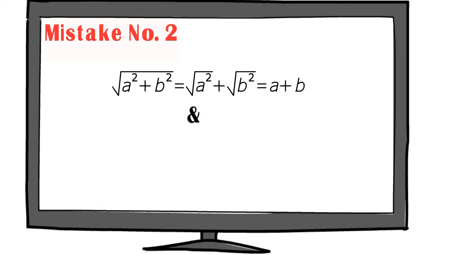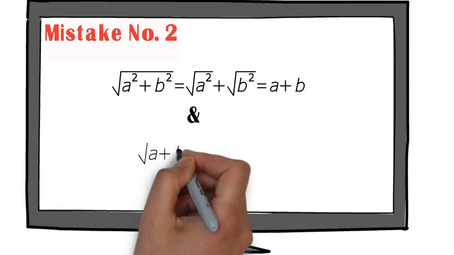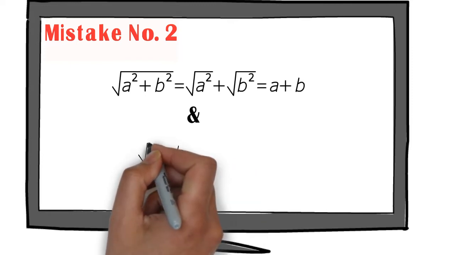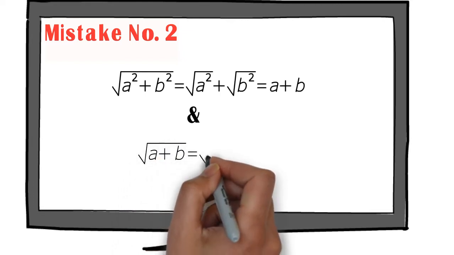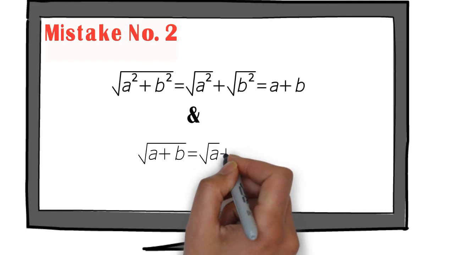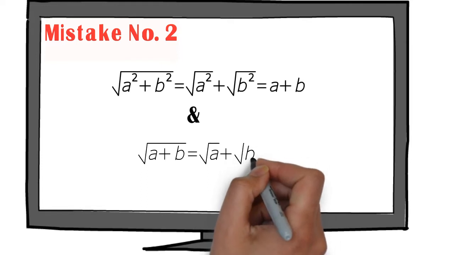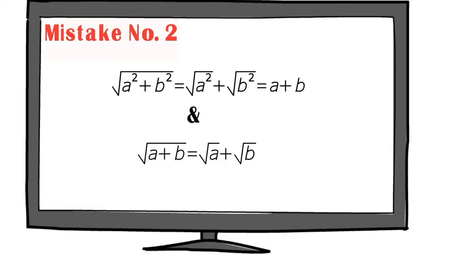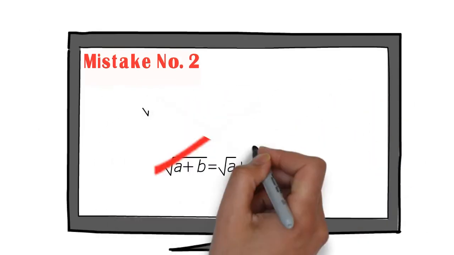They will assume the square root can deal independently with a squared and b squared. Another variant of this mistake is that the square root of a plus b will just deal with a plus b and give root a plus root b. So this is like assuming that the square root can be partitioned in the middle and deal with its terms independently. Clearly, this is not the way mathematics sees this. So it is clearly incorrect.